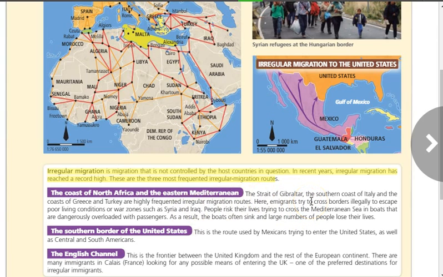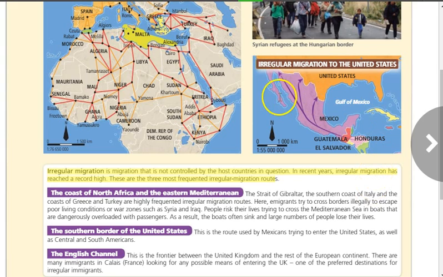Here, emigrants try to cross borders illegally to escape poor living conditions or war zones such as Syria and Iraq. People risk their lives trying to cross the Mediterranean Sea in boats that are dangerously overloaded with passengers. As a result, the boats often sink and large numbers of people lose their lives.